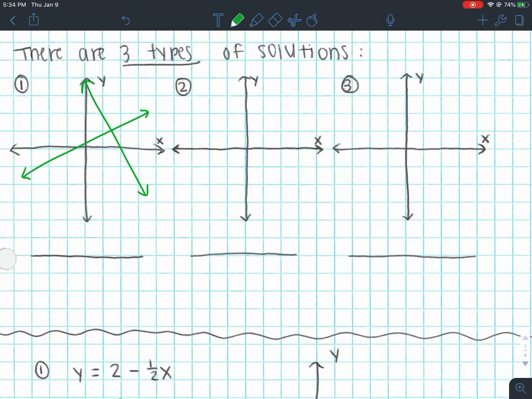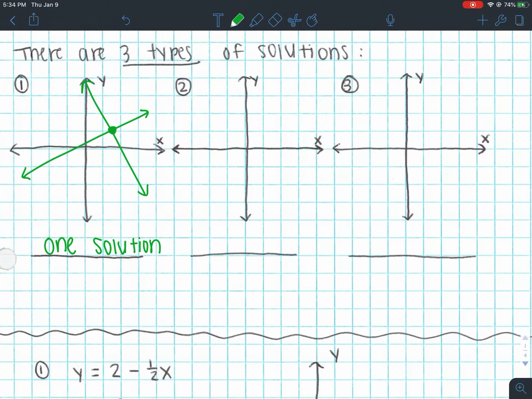They're intersecting, right? Two lines that intersect, they intersect at one single point. So a solution is where they cross. So how many times do these lines cross each other? Just one time. So here we have one solution.